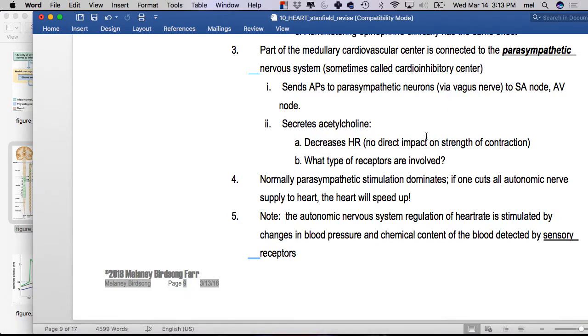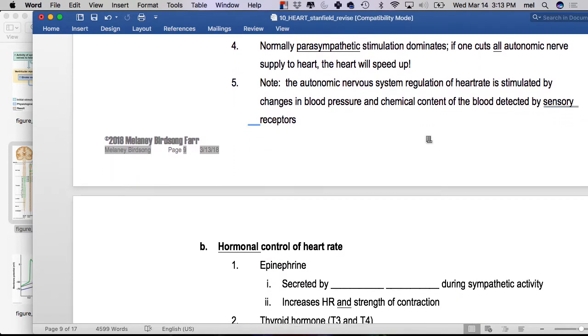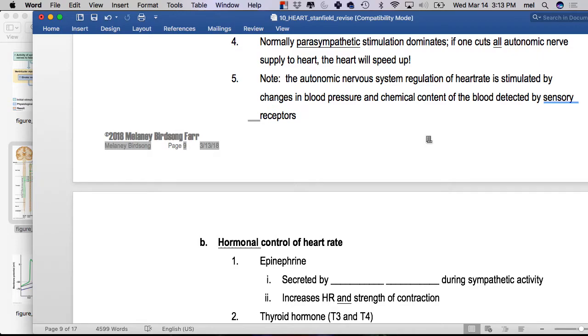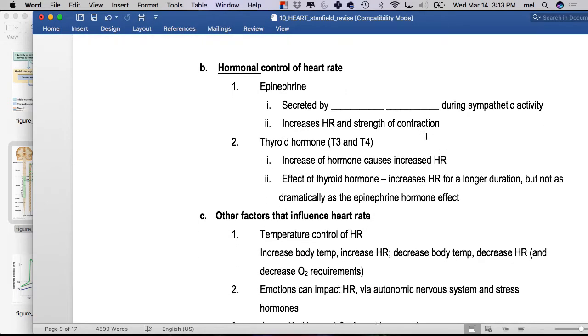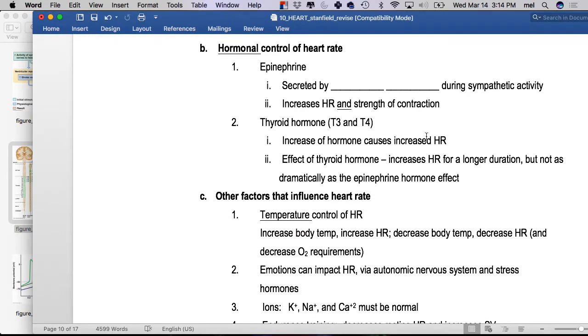Okay, so you guys already know this. Parasympathetic nervous system secretes acetylcholine, decreases heart rate. What type of receptors? Cholinergic. Good. So you already know this too. Generally, parasympathetic stimulation is dominating. So if you cut all the nerves off your heart, your heart rate will go up to 100 beats per minute or so. Okay, so now briefly, let's talk about hormonal control of heart rate.